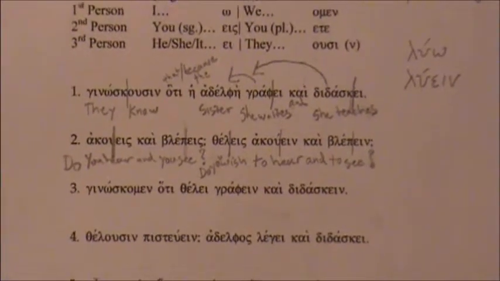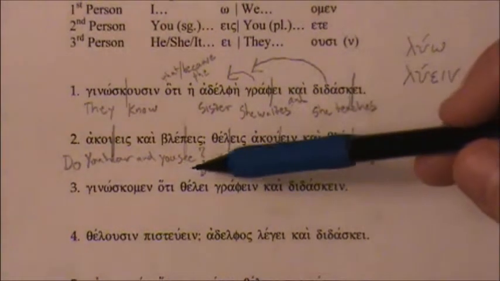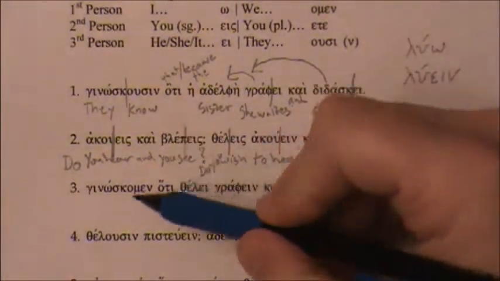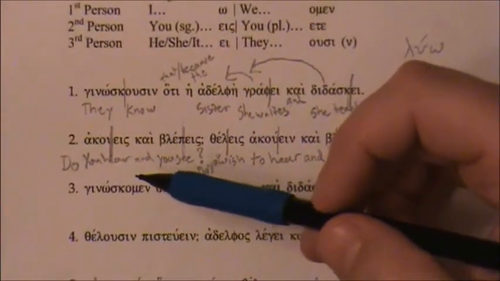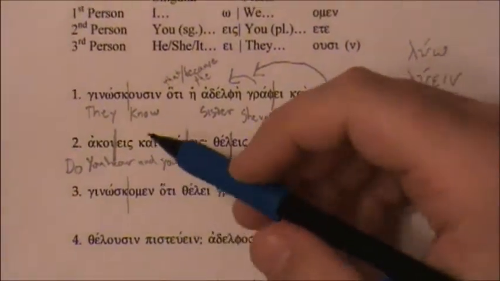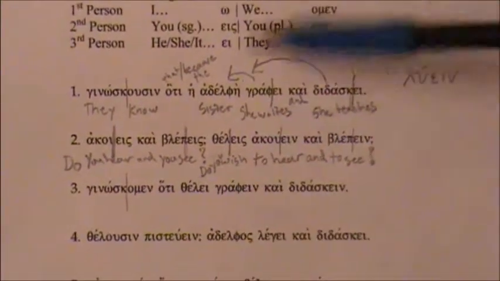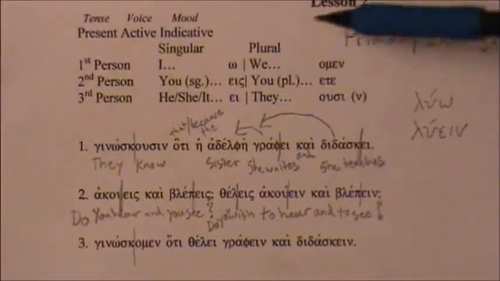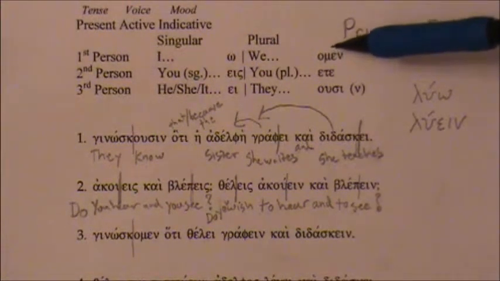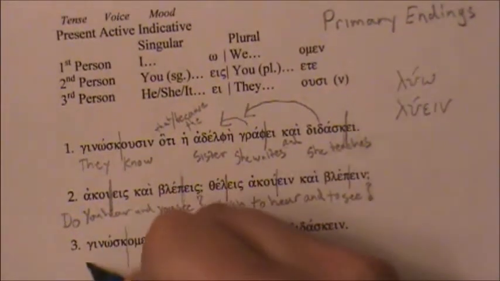Alright, number 3. Good fun. Okay. Ginoskomen, hoti thelei, graphein, kai didaskein. Alright, so we got ginosko, which means I know, so this is where our stem is, and then the ending. Ginosko is I know, and omicron, mu, epsilon, nu, omicron, mu, epsilon, tau, epsilon, omicron, usi. We know the omen is present active indicative, first person plural, which means we. So we know.